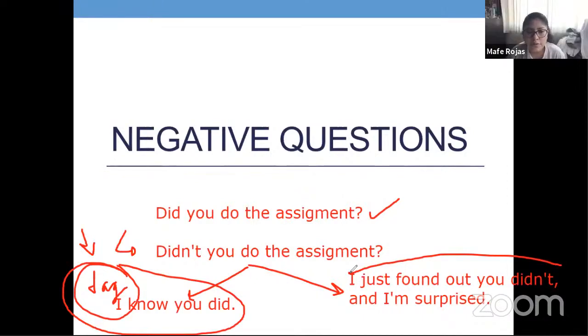So if I want to use negative questions, I can use both negative questions or tag questions. In some cases, both will be right.